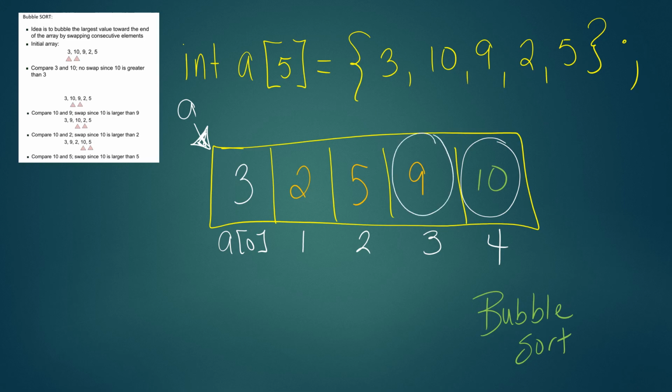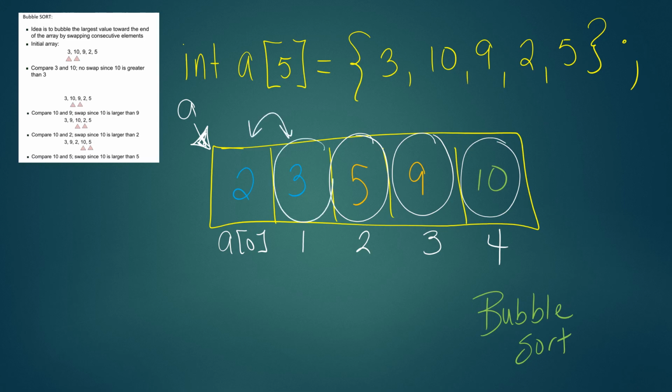Now it's time to do the third pass. Swap 3 and 2. And check here. They do not need to be swapped. So now after the third pass, the next largest will be here. Now we will do the fourth pass. They do not need to be swapped.